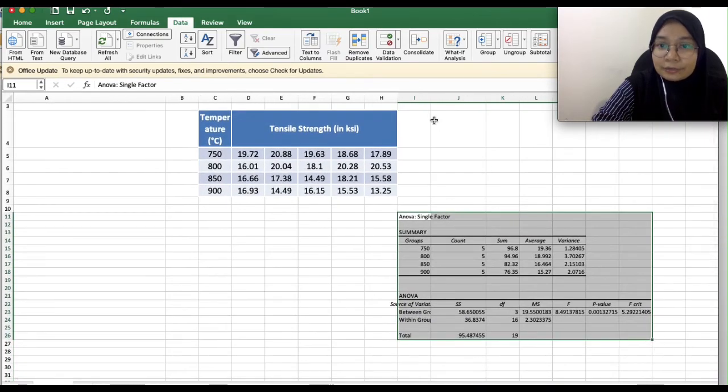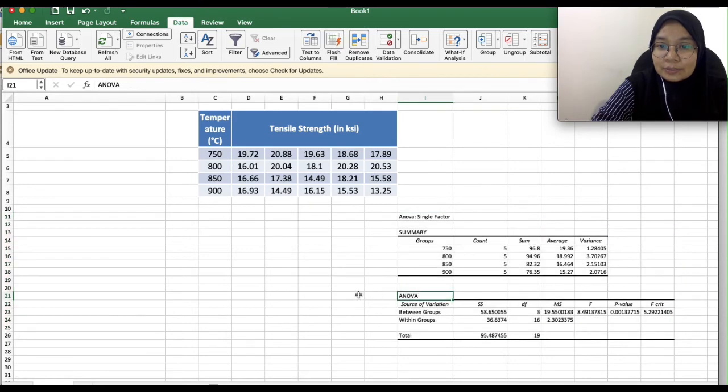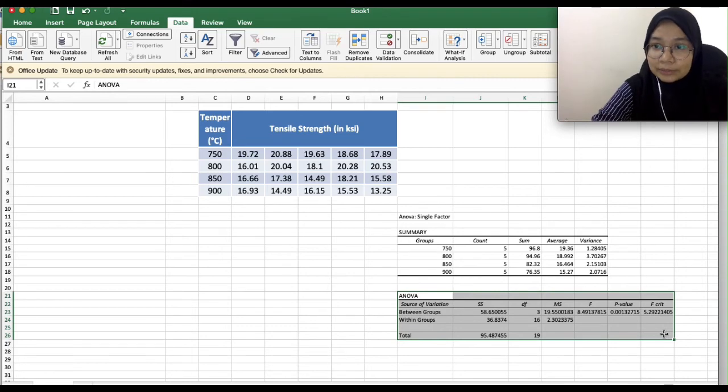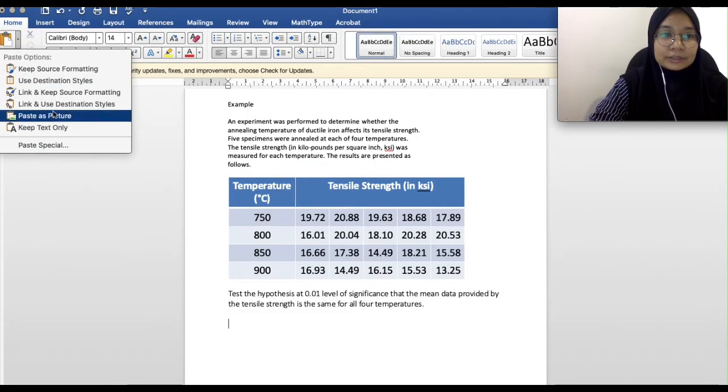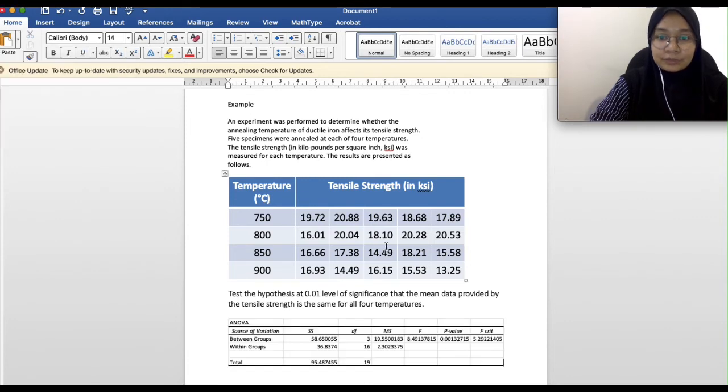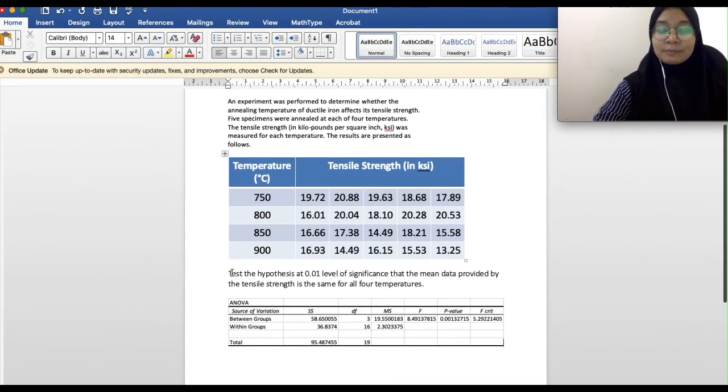This is your ANOVA table using the Excel. So you don't have to calculate the ANOVA table. So the Excel gives you the ANOVA table. So now here you have the F test, and we have the P value, F critical value also. So let's copy this one. Copy and then put it into our Word. Okay, I put as picture. Okay, now we want to test the hypothesis at alpha 0.01 that the mean data provided by the test result is the same for all the temperatures.